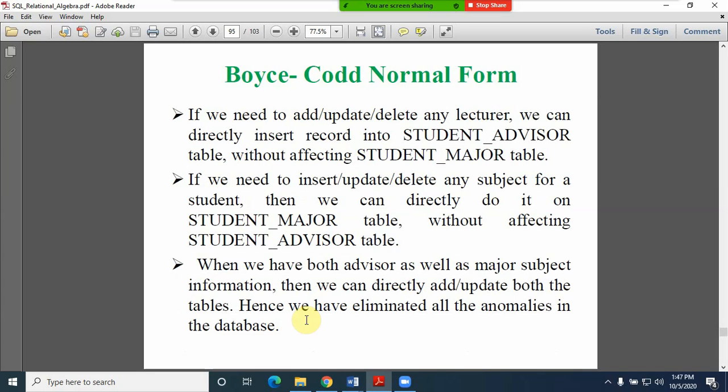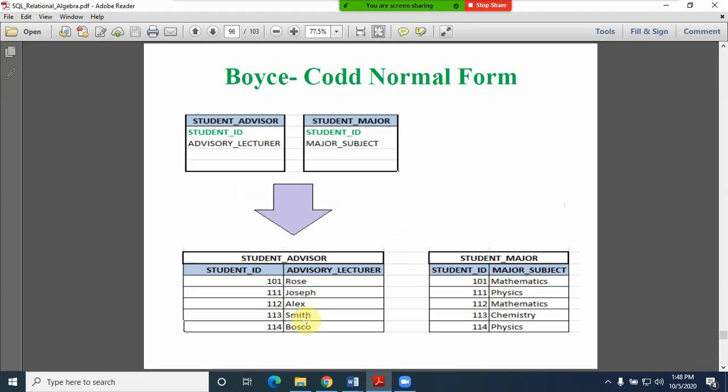So what we are doing is considering this information in the student advisor and the student major. Like that we have taken two different tables. The student advisor has the information about the lecturer and the subject he is going to teach, and the student major has the information about the student ID and subject. By doing so, just observe the example here, friends.